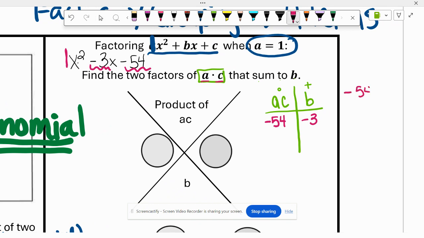So calculators up. Y equals negative 54 divided by X.